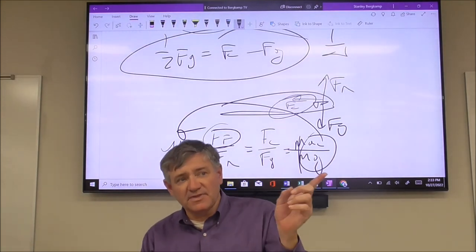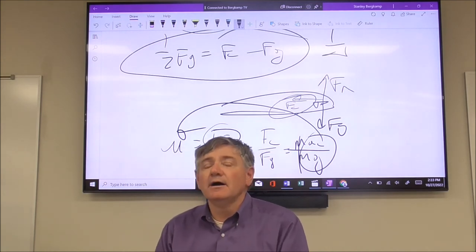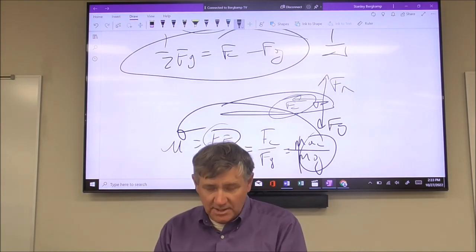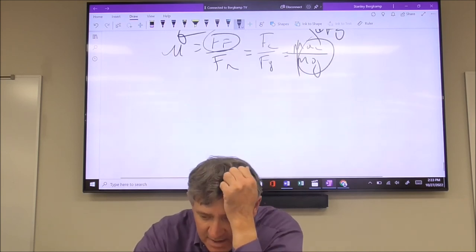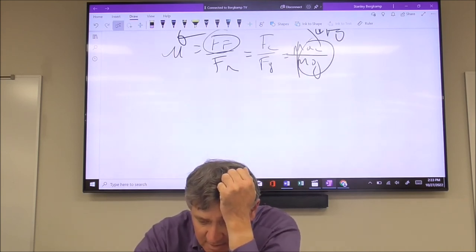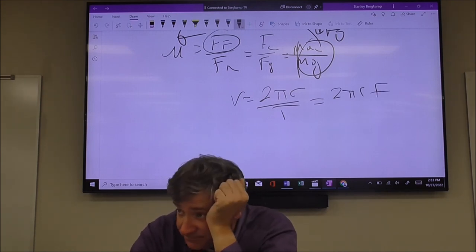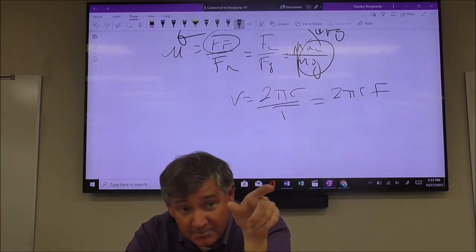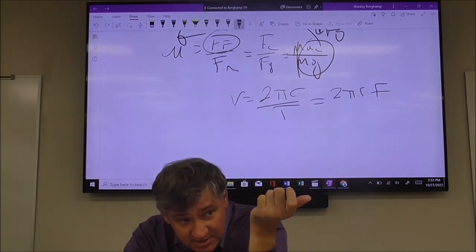There are some problems like that involving a record player and things going around like that. Pay attention to those. Remember that you could have v equals 2 pi r over T. You could also write that as 2 pi r times frequency, because remember, period and frequency are inverses of each other.